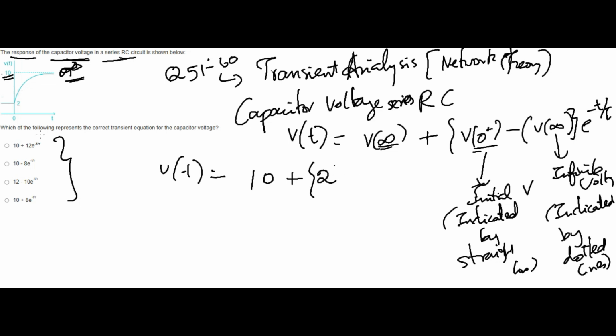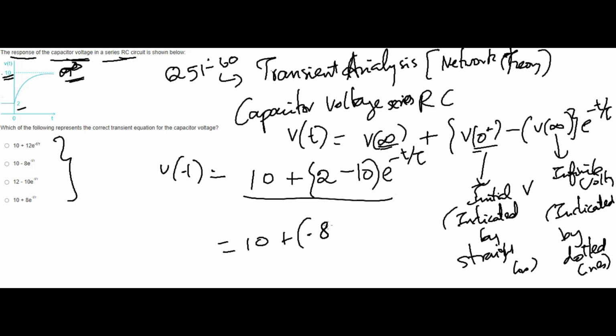This one is 2 because it is a straight line. Here straight 2, and then a minus here to make it 10, and then e power minus t divided by 2. That's all, very simple. 10 plus, what is 2 minus 10, that is 10 plus minus 8 e power minus t by 2, which is equal to 10 minus 8 into e power minus t by 2. So this is the answer, option B.